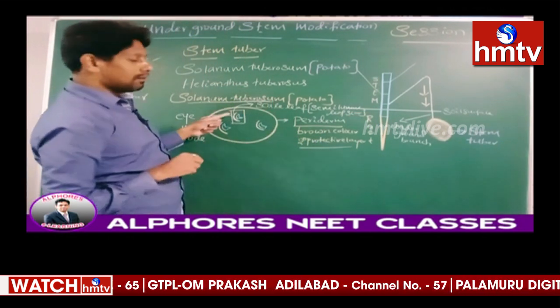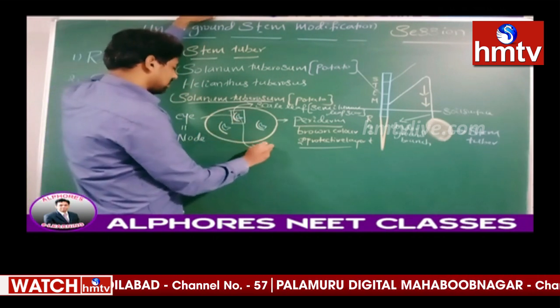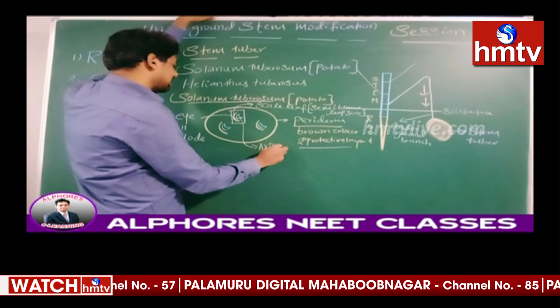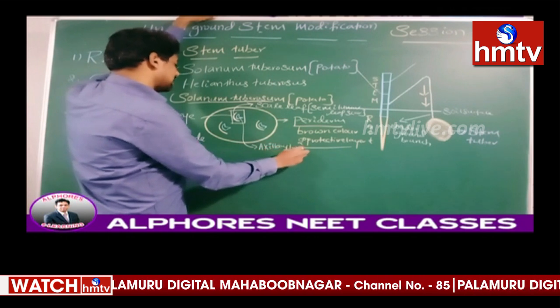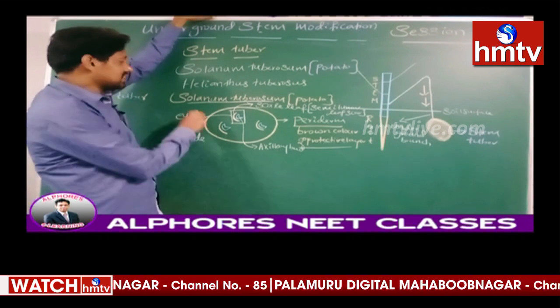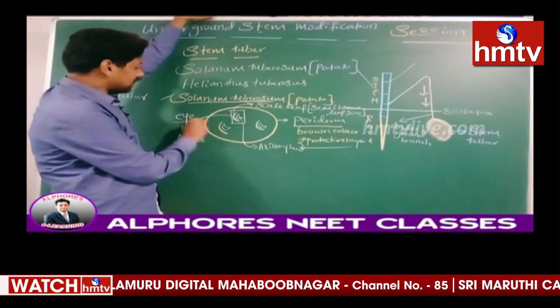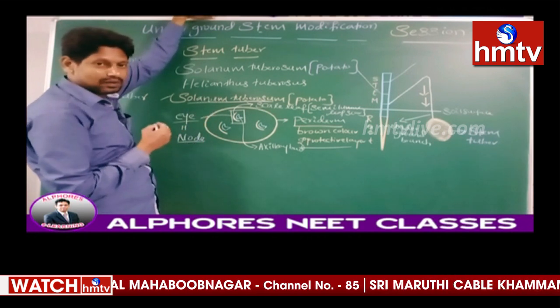Okay, sir, what more should a node contain? Axillary bud. Yes or no? It should contain which bud, sir? Axillary bud. Is this statement okay? Right. Therefore, in the case of Solanum tuberosum, that is potato, nodes are represented by eyes.